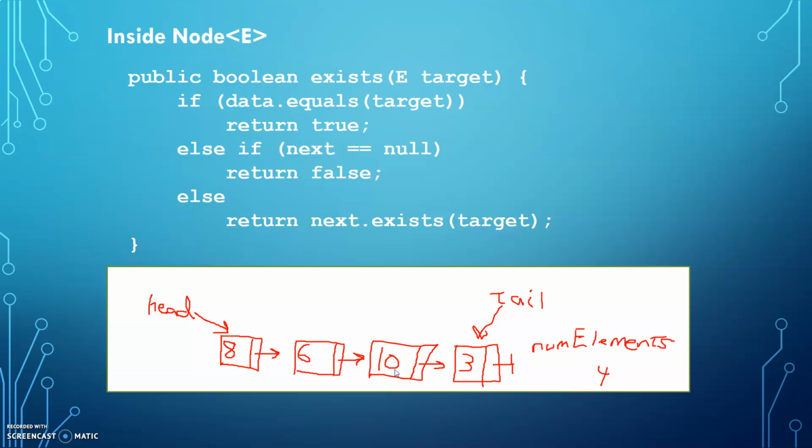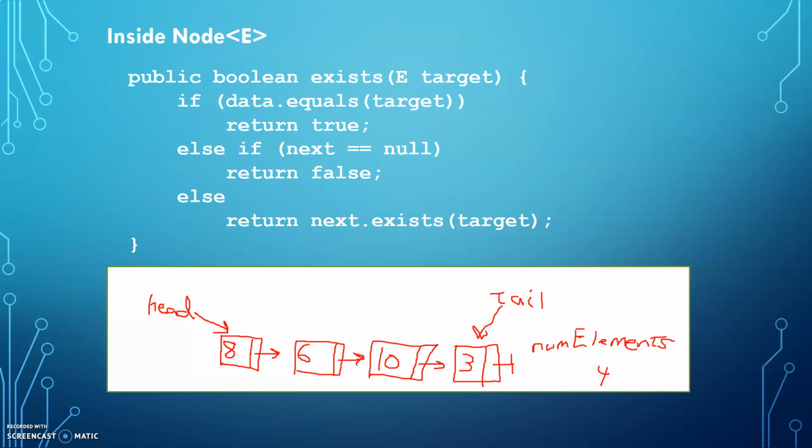Before I get interrupted, I do apologize. We were on this node here, and we just asked the question, does data, which is 10, equal the target, which was 10, and it does. So this node is going to be returning true, and it's returning true to this node where it was doing a return, to this node, which was doing a return to the list itself. And so the true is being propagated up, and then the true is what is returned.